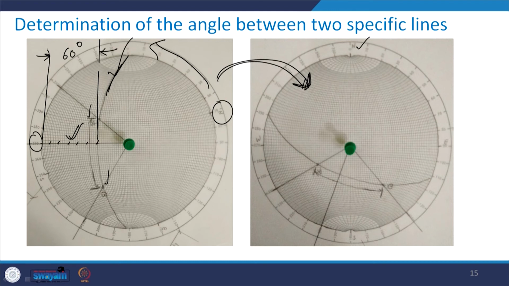So what will happen is that this line, which was lying in this direction, will get rotated in this direction. You see that it comes to this particular position, and then you can read, corresponding to this line, what is the angle on the stereonet. Here this is 180 degrees, 190 degrees and 200. So the dip direction of this plane is going to be 200 degrees. This is how the angle between two specific lines can be determined.